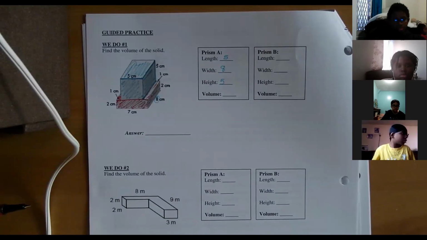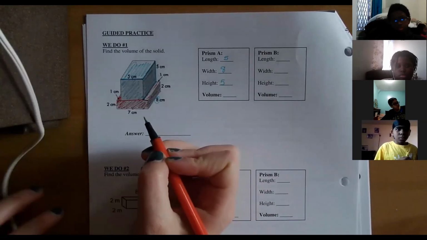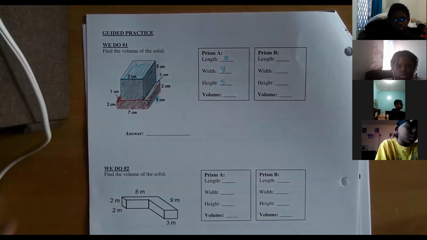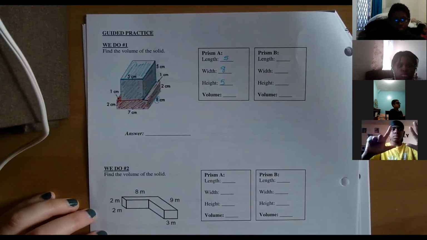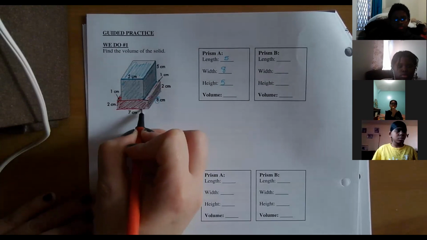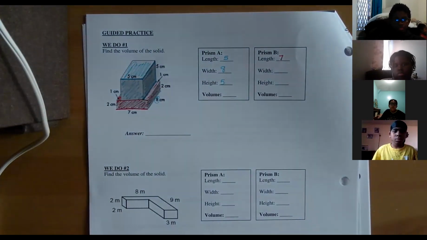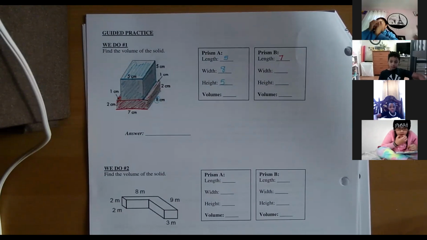All right, Keenan, what is the length of Prism B? I can't hear you, but you can show me on your fingers, Keenan. Great, it's 7. Very good, Keenan, good job. So 7 is the length right here. Now I'm looking for the width of Prism B. I'm going to scroll through. Actually, everybody show me on your fingers. What's the width of Prism B?